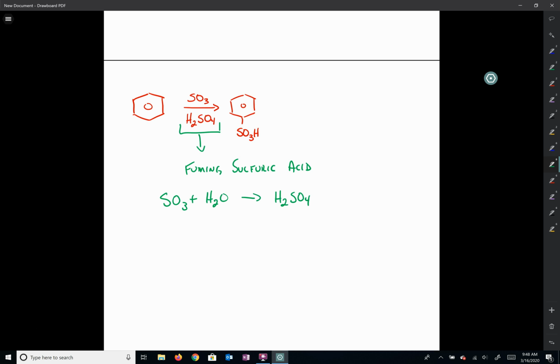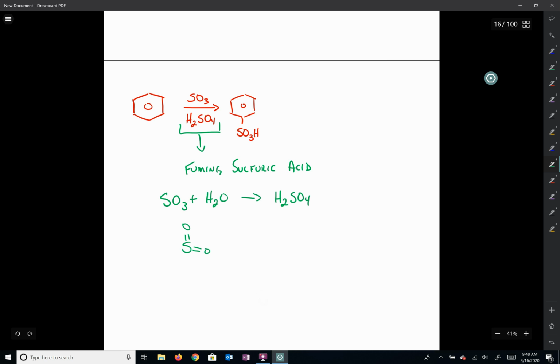And what you can do at this point is, of course, it's going to reach a saturation point with SO3. But if you just keep bubbling that stuff through there, you make what's known as fuming sulfuric acid. Maybe, for non-scientific terms, we should just call it really strong sulfuric acid. Okay. But anyway, so SO3, right?